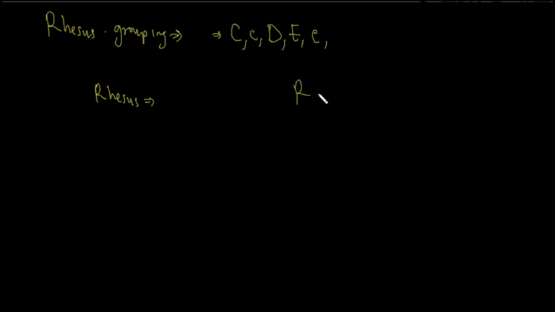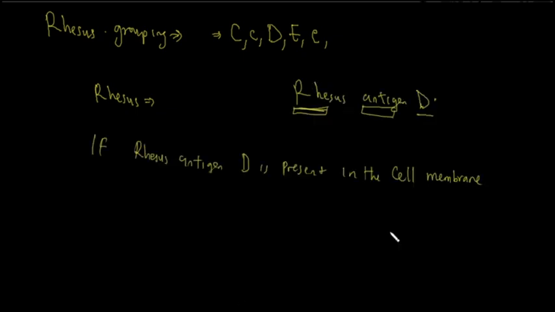is Rhesus antigen D. So if Rhesus antigen D is present in the cell membrane, the blood is said to be Rhesus positive. Is it clear?